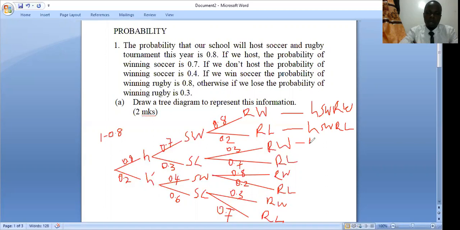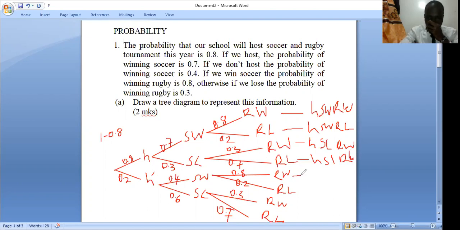In this case we don't host. No, we host, but we lose soccer, but rugby, we still win. In this case, we host, we lose soccer, and rugby also, we lose.